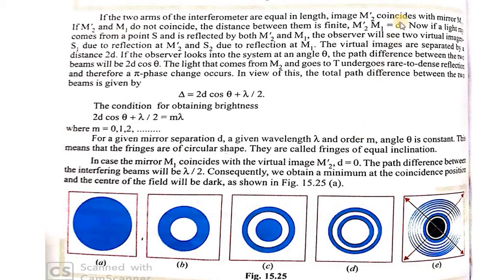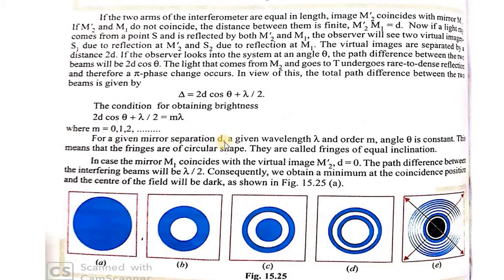It travels 2 times. And if it is incident at an angle theta, there will be a cos theta factor. And here, assuming an air film, the refractive index mu is equal to 1. And again, if a phase change occurs due to reflection, a pi phase change corresponds to a path difference of lambda by 2. So the total path difference will be 2D cos theta plus lambda by 2 is equal to m lambda, where m is equal to 0, 1, 2, 3, etc.